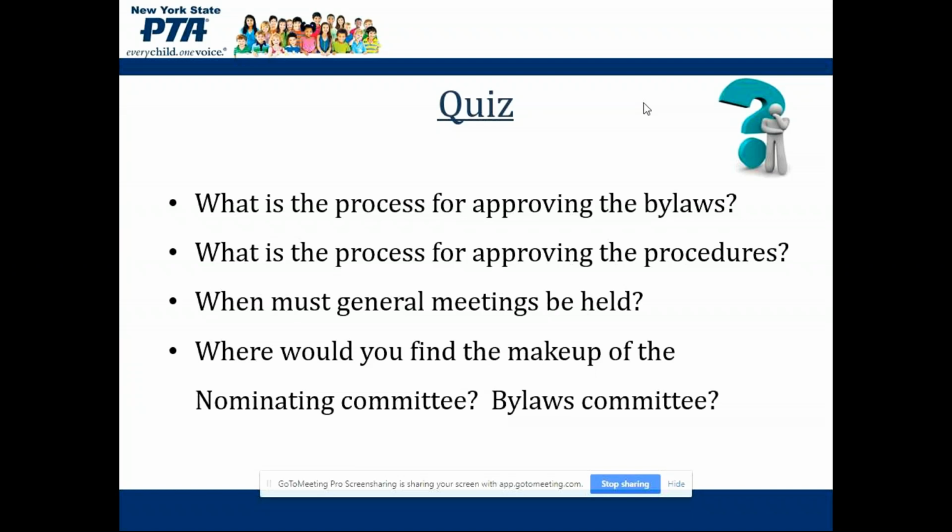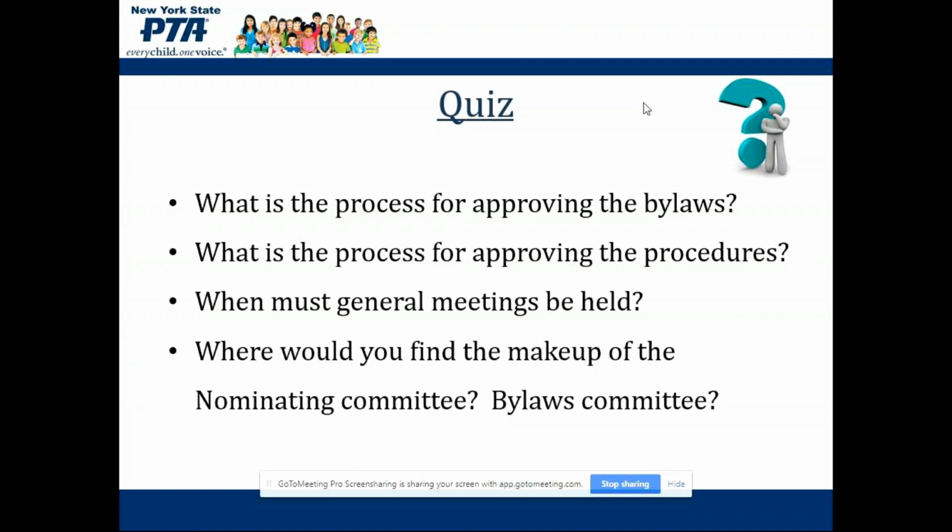What is the process for approving the procedures? The procedures can be approved at any executive board meeting, and that must be by a two-thirds vote if no prior notice was given, or by a majority vote if the procedures were given out ahead of time to the executive board.